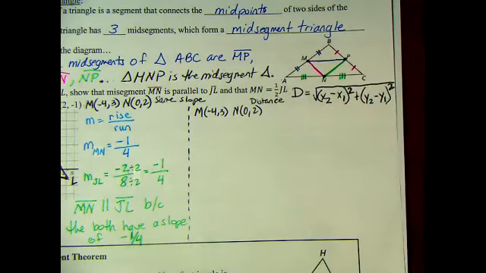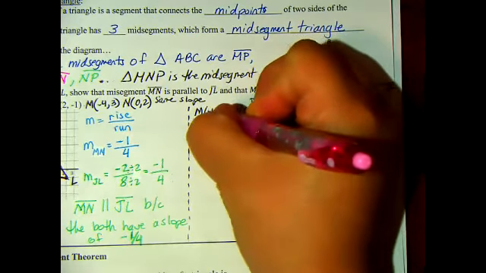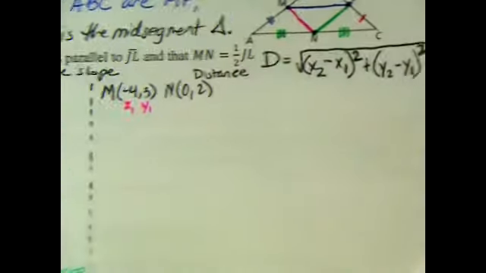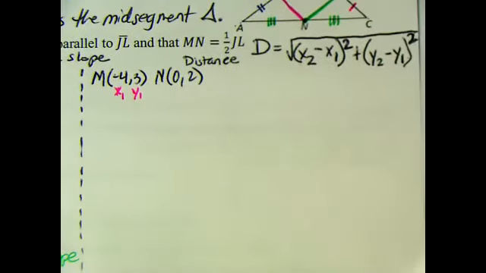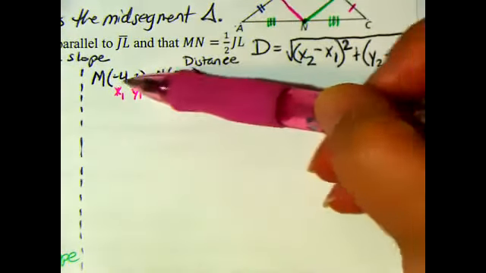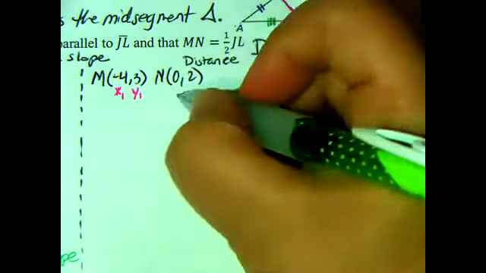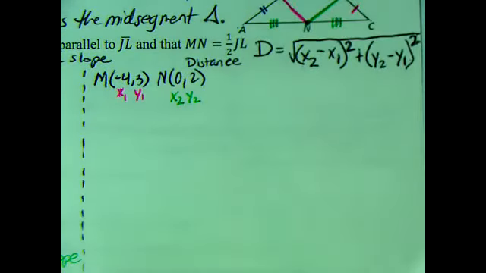So I'm going to actually use colors here so that you guys can see the difference. I'm going to use x1, y1 for my MN. I'm going to zoom in so you guys can see a little better. There you go. Our first point is going to be x1 and y1. Our second point is going to be x2 and y2. The ones are from one point, the twos are from another point.